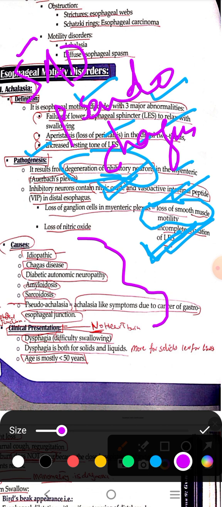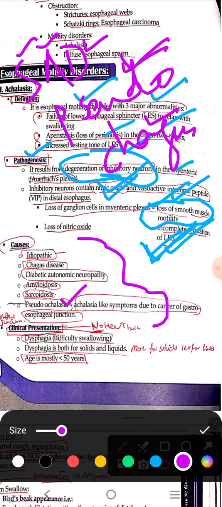S for sarcoidosis, A for amyloidosis, D for diabetes, and pseudo for pseudoachalasia. It is mainly a cardia tumor. You know that cardia portion of your stomach. If there is any tumor of the cardia, then it also produces symptoms just like achalasia cardia. So in the case of pseudoachalasia, there are also symptoms like achalasia.